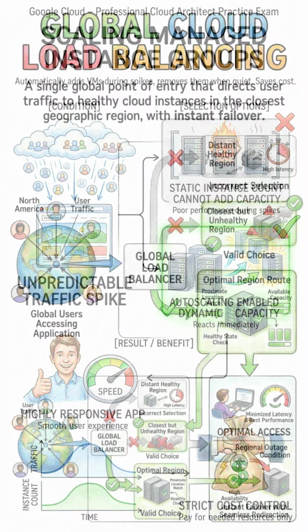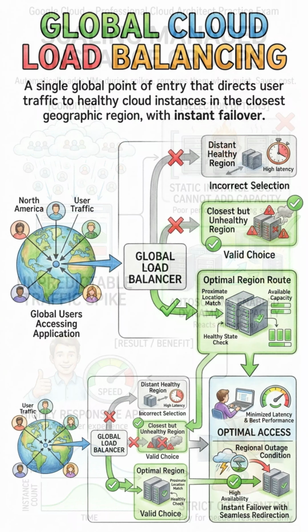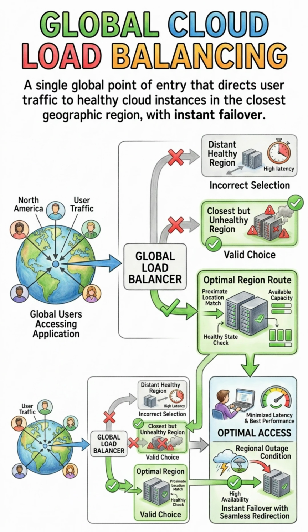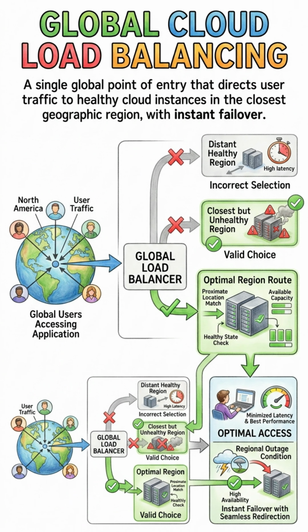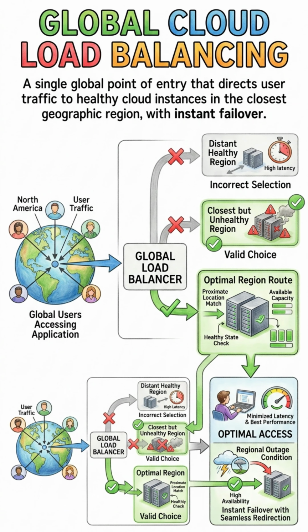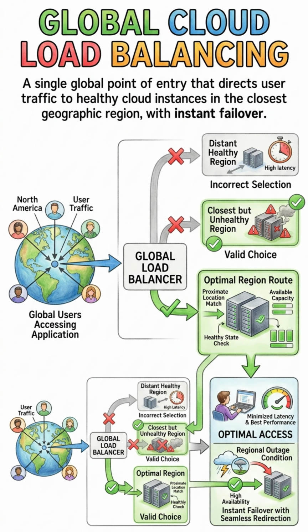Distributing that user traffic evenly across all your healthy instances is the job of cloud load balancing. A global load balancer acts as a single point of entry for your users, routing them to the closest geographical region with available capacity. If an entire region goes offline due to a natural disaster, the global load balancer instantly redirects all new traffic to a healthy backup region seamlessly.